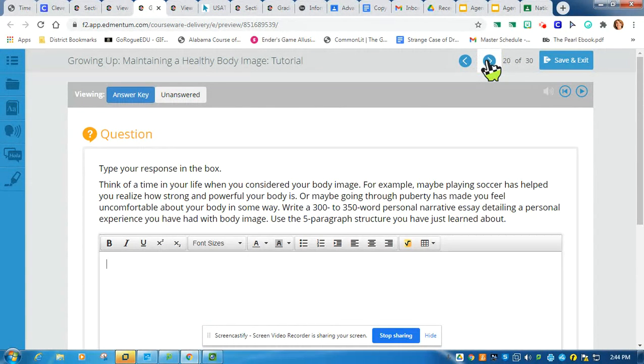Okay, so now you want to think of a time in your life when you considered your body image. For example, maybe playing soccer has helped you realize how strong and powerful your body is. Or maybe going through puberty has made you feel a little uncomfortable about your body in some way. Write a 300 to 350 word personal narrative essay detailing a personal experience you've had with body image. You're going to use the 5-paragraph structure that we just got through talking about, and you'll type it right here in the box.